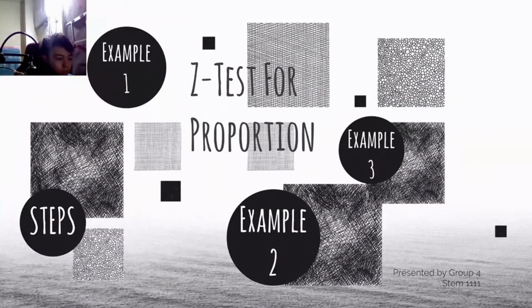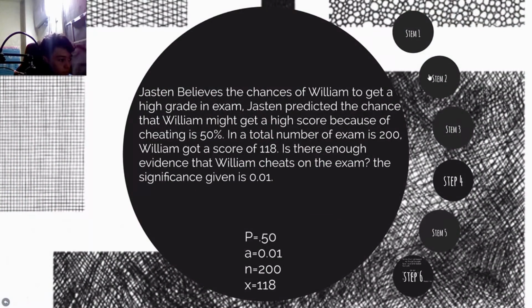So let's go to example number 3, the last one. Justin believes the chances of William to get a high grade in the exam. Justin predicted the chance that William might get a high score because of cheating is 50%. The total of the exam is 200. William got a score of 118. Is there enough evidence that William cheats on the exam? The significance given is 0.01.